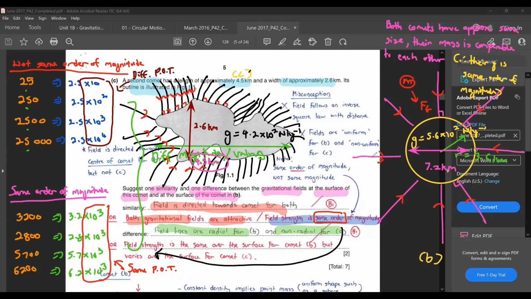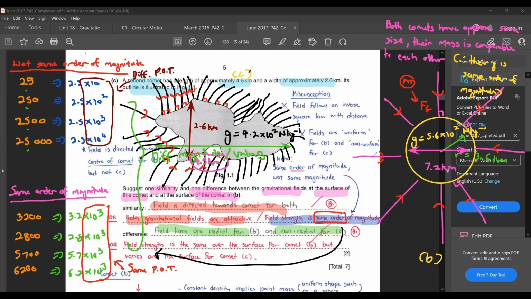Okay, unless you're saying that one of the comets is so much larger than the other, their mass will be different, the G would definitely be different. It won't be in the same order of magnitude. Okay, right? So that's what field strength being same order of magnitude here means.